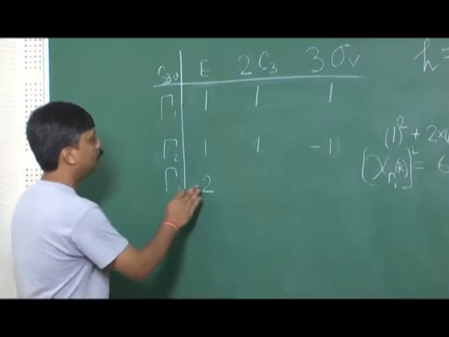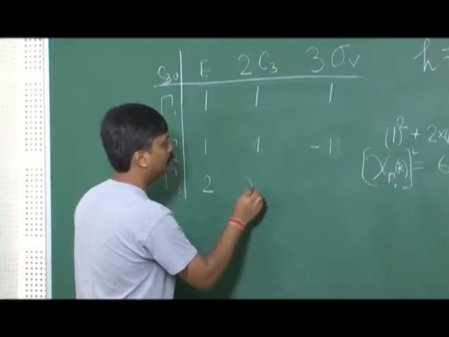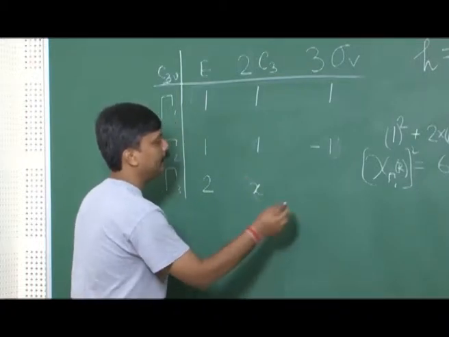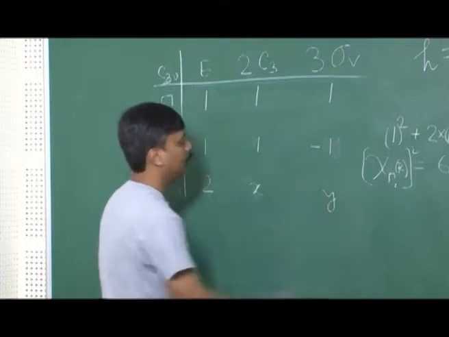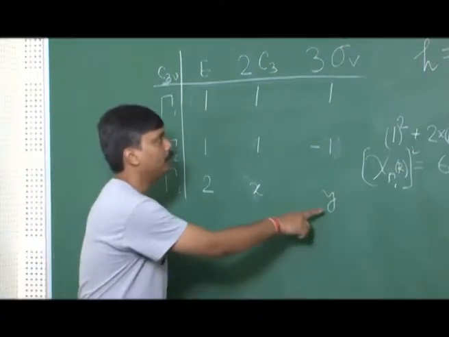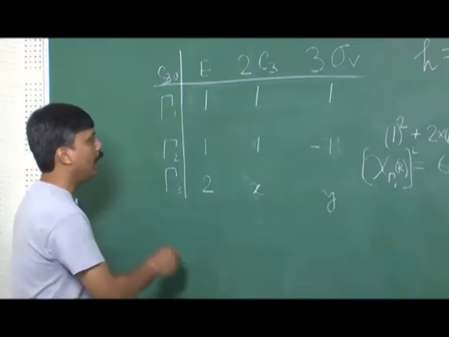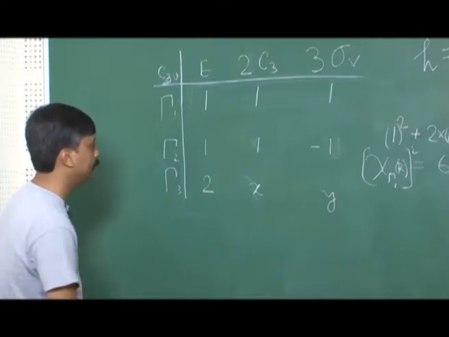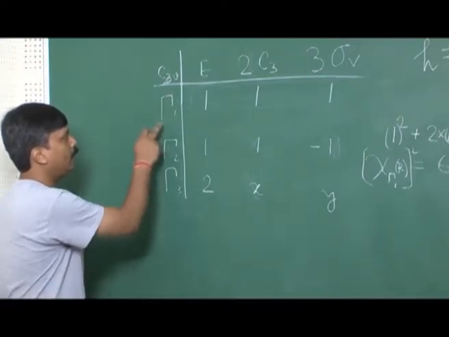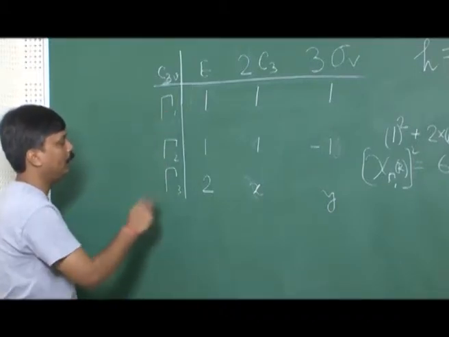So in that case, what I can do, suppose I take this one as x and this one as y, where x is the character of the class C3, y is the character for class sigma v, then I get 2 sets of equations, right. So when I combine gamma 2 and gamma 3, and I combine gamma 1 and gamma 3. So first take gamma 1 and gamma 3.